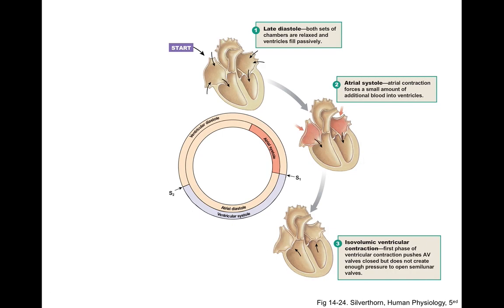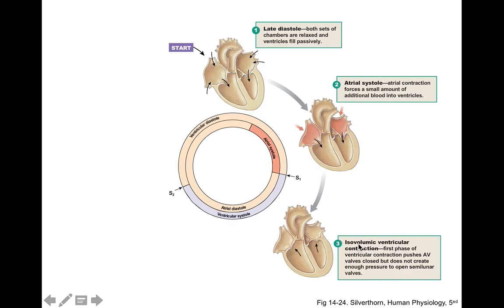Following this, the ventricles will start to contract, and they call this phase isovolumetric contraction. During this phase, because the ventricles are starting to contract during ventricular systole, this pushes the AV valves closed. So the AV valves are closed, but the pressure in the ventricles is still not enough to force blood out into the arteries. So these semilunar valves are closed as well. So this is why it's called isovolumetric.